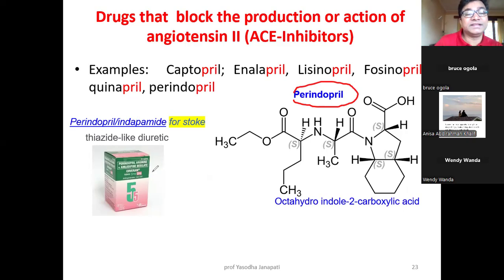You can see it here in this diagram. You see perindopril, and amlodipine is also present. Combinations are also very much available. Now for our concern, you see perindopril and one more diuretic, indapamide. These are also very good drugs.